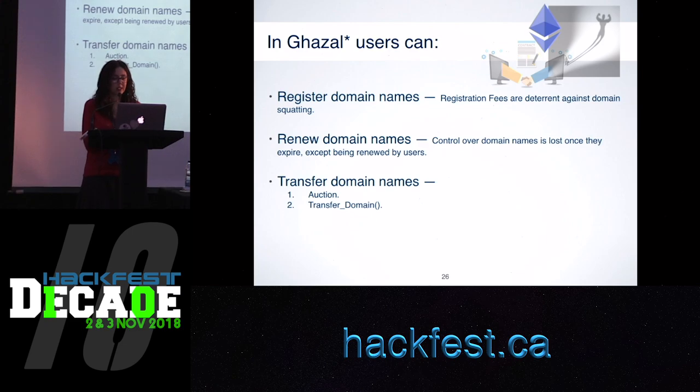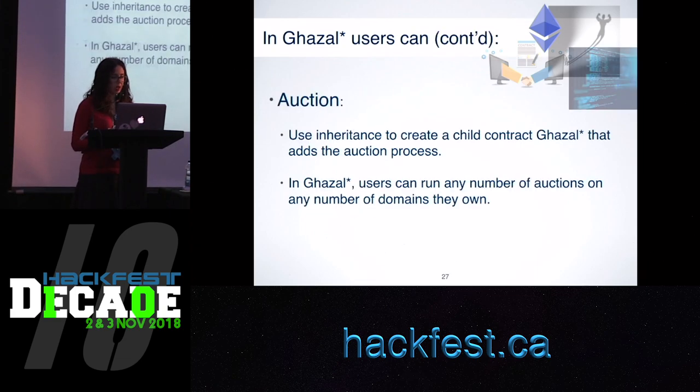Our decentralized application is called Ghazal. In this system, users can register their domain names. We have registration fees, which are against domain name squatting. They can also renew their domain names, and for that, they again have to pay the registration fees. They can transfer their domain names as well, through either an auction or a direct transfer. The auction process is where I leverage the programmability of the Ethereum blockchain, because I used inheritance to create a child contract of our main contract.